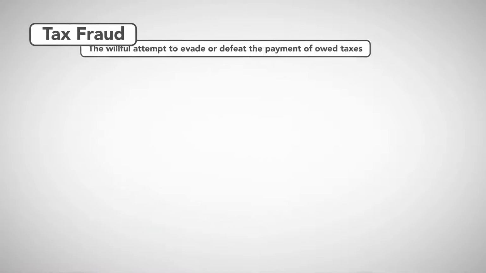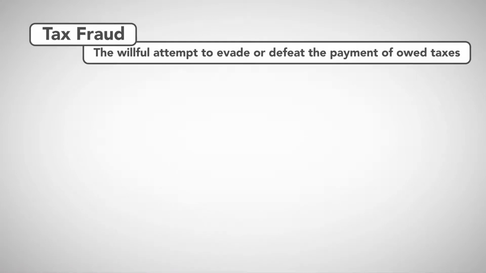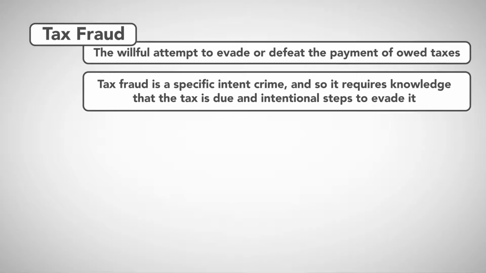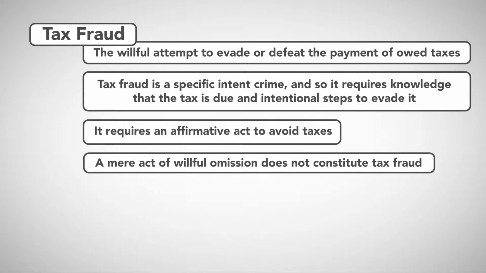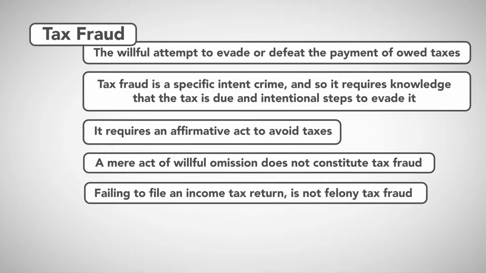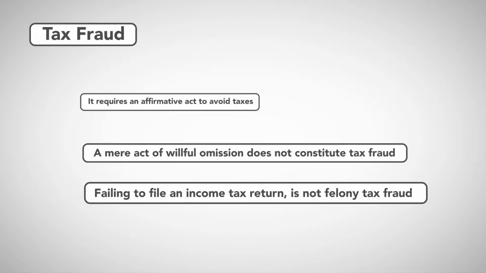Tax fraud requires the willful attempt to evade or defeat the payment of owed taxes. Tax fraud is a specific intent crime, and so it requires knowledge that the tax is due and intentional steps to evade it. Moreover, it requires an affirmative act to avoid taxes. A mere act of willful omission does not constitute tax fraud. Merely failing to file an income tax return, in fact, is not felony tax fraud. It's a separate crime, which we'll discuss momentarily.